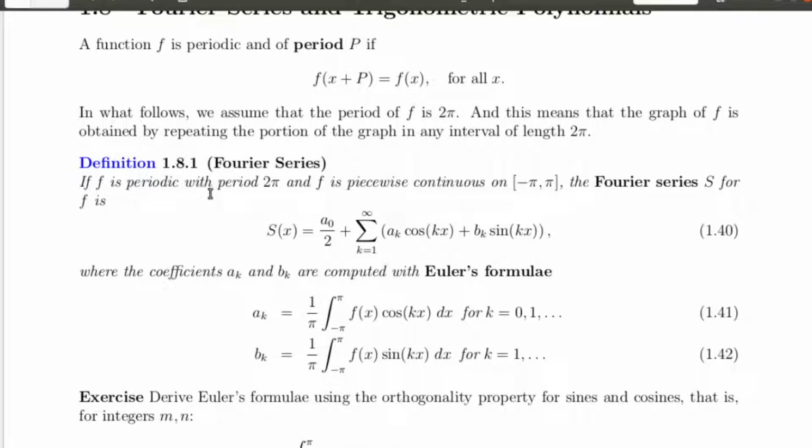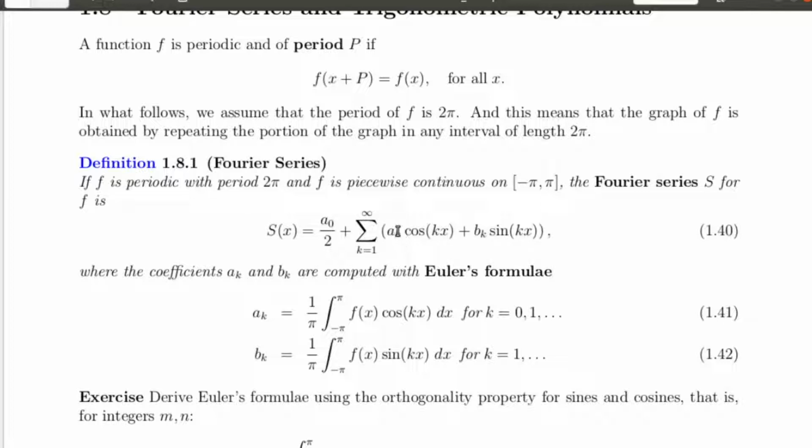So, definition. If a function f is periodic with period 2 pi, we also assume that the function is piecewise continuous on the interval negative pi to pi. The Fourier series for f, denoted by S sub f, is defined as S sub f of x equal to a0 by 2 plus the infinite sum, k running from 1 to infinity, of a_k cosine kx plus b_k sine kx.